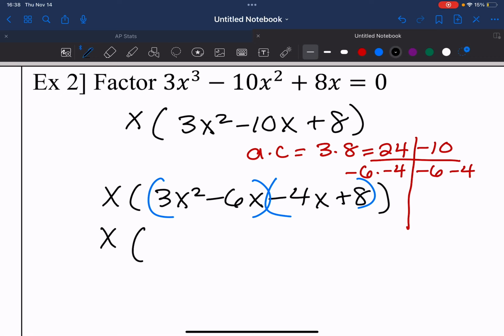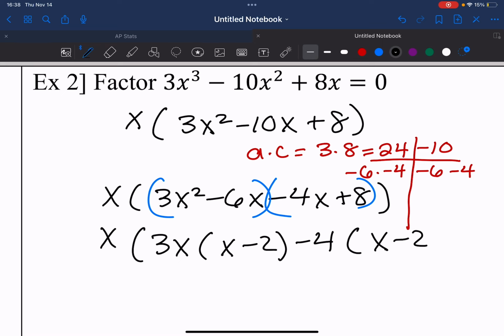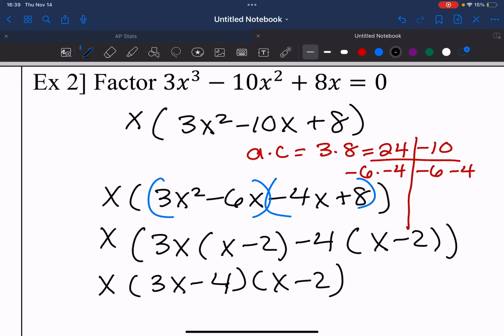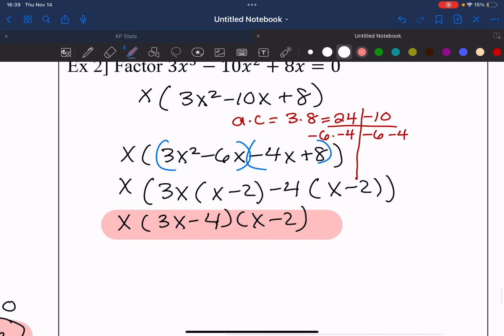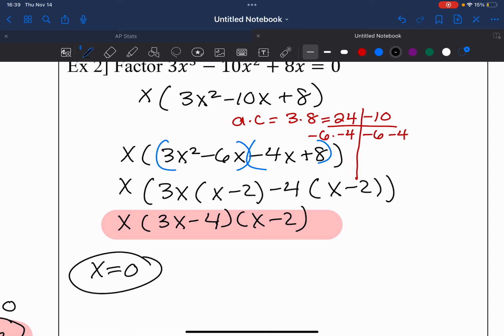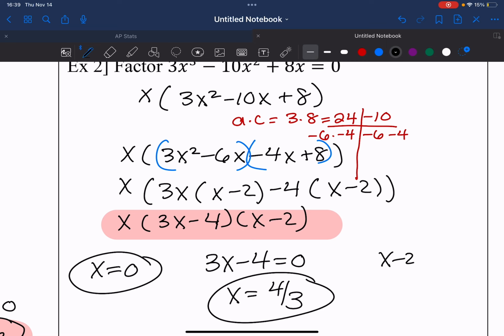So in the first one, I can take out a 3x and I'm left with x minus 2. In this one, I can take out a negative 4 and I'm left with x minus 2. So that means I'm left with x times 3x minus 4 times x minus 2. This is my factor. Now I'm going to set it equal to 0 to get my answers for x. So first I have x equals 0, that's my first one. 3x minus 4 equals 0, which means x is equal to 4/3. And x minus 2 equals 0, which means x is equal to 2.